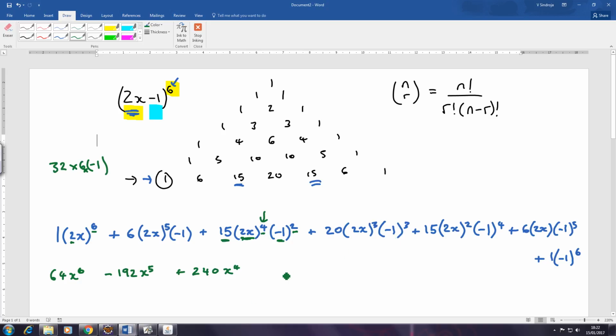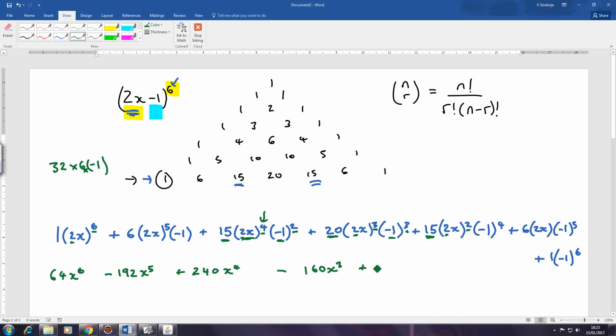Okay, the next term, we know it's going to be negative, because it's minus 1 to the power of 3, so it's automatically going to be negative. But it's going to be 20 times 2 to the power of 3. 2 to the power of 3 is 8, and 8 times 20 is 160, so it's going to be minus 160x cubed.